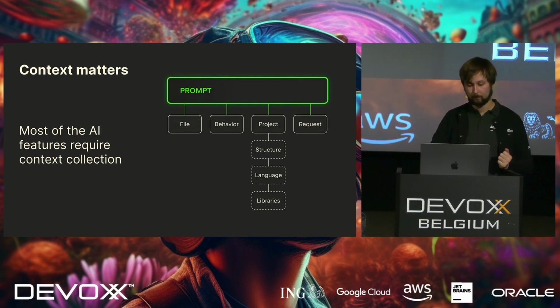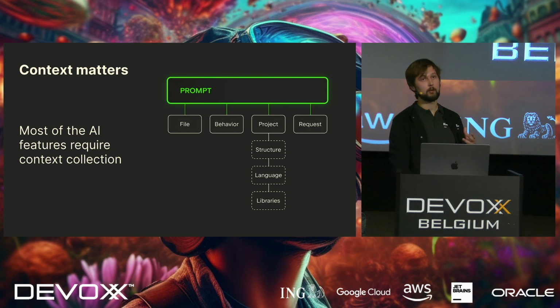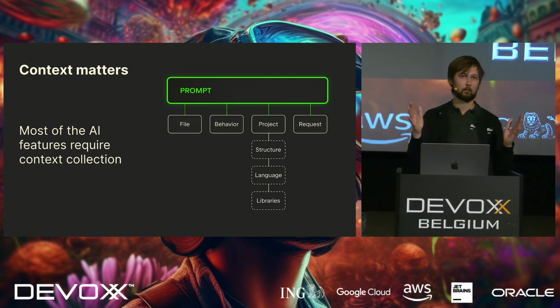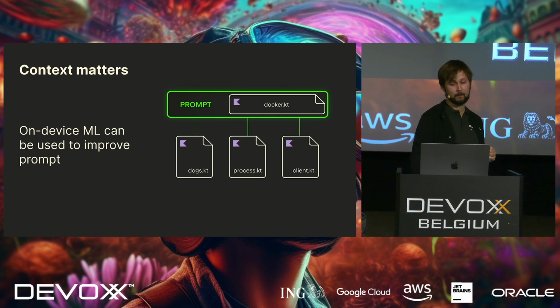What else can we do? There is a problem that most of the language models have a pretty small context, like 8K tokens. It's about 32,000 characters, which is a lot, but not for a big monorepository. And that is why we need some so-called on-device machine learning.